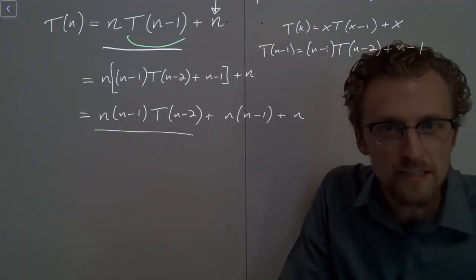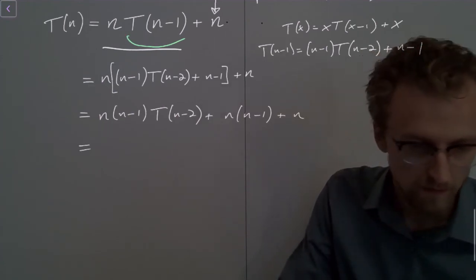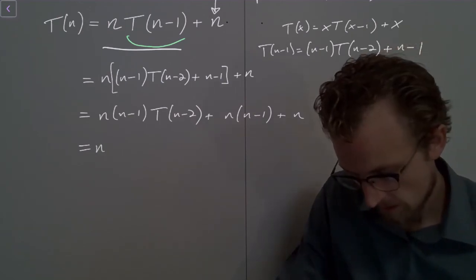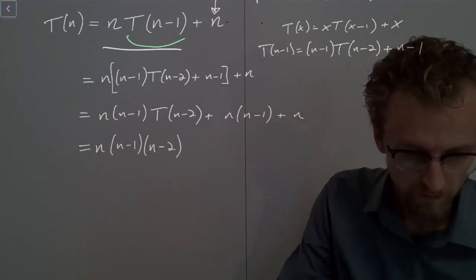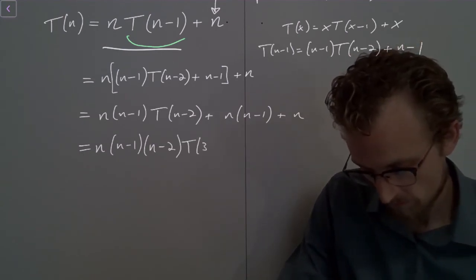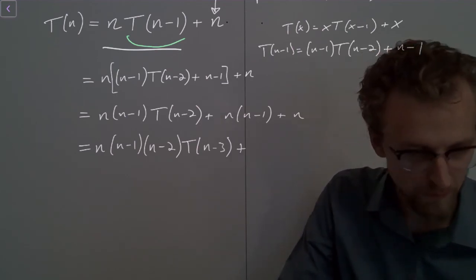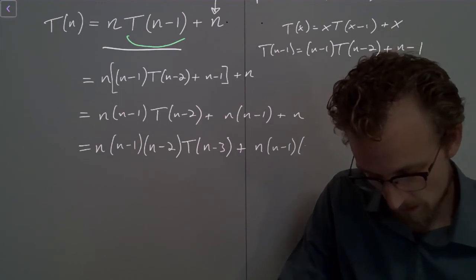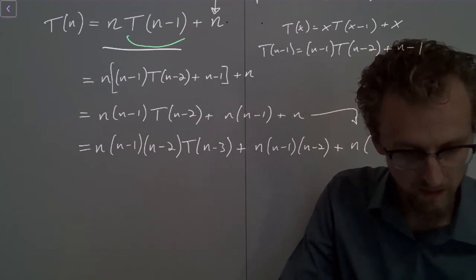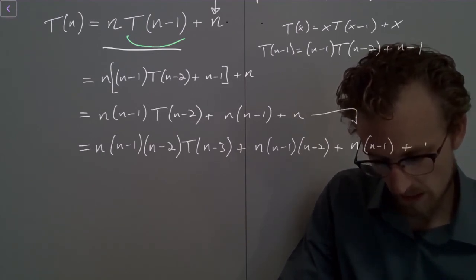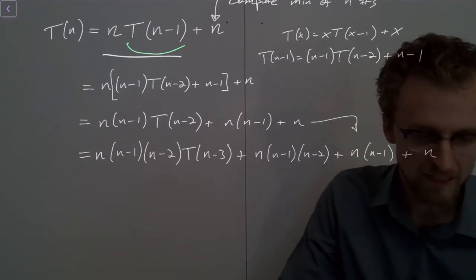So I won't go into the details of how this works, but the next step takes us to something that looks like this. So it looks like n times n minus 1 times n minus 2, times t of n minus 3, plus a bunch more stuff, right? So plus n times n minus 1 times n minus 2, plus now everything that comes from this term, which is n times n minus 1 plus another n. Right, so this is looking rough if you want to prognosticate a little bit.